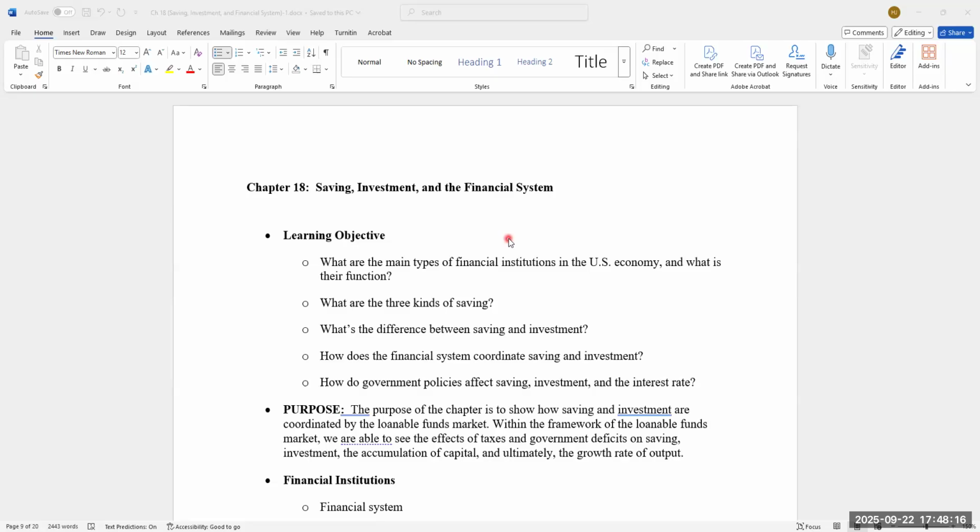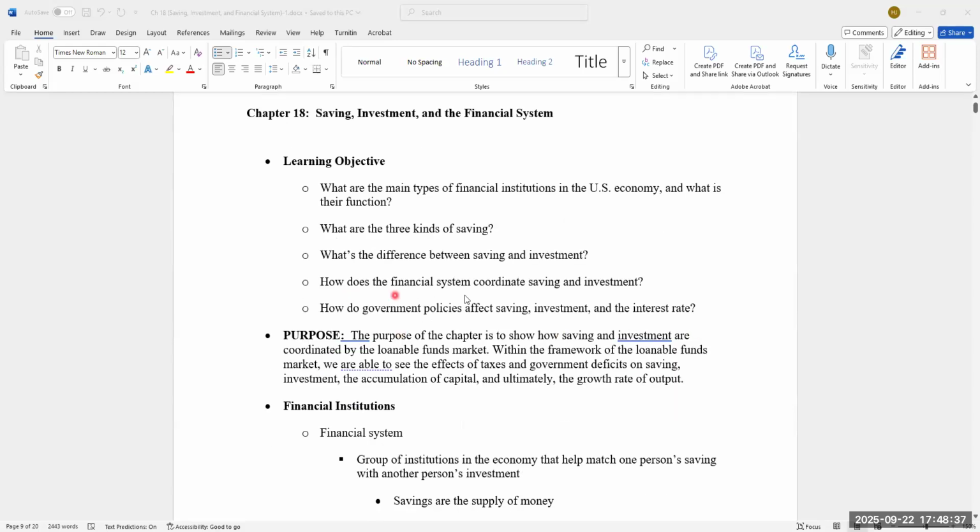What we're basically going to learn here, the learning objective, is what the major types of financial institutions in the United States are. We're going to learn what they are and what their functions are. What are the three kinds of savings? What's the difference between savings and investments? How does the financial system coordinate savings and investments? And how do government policies affect savings, investments, and the interest rate? You could read this on your own, the purpose.